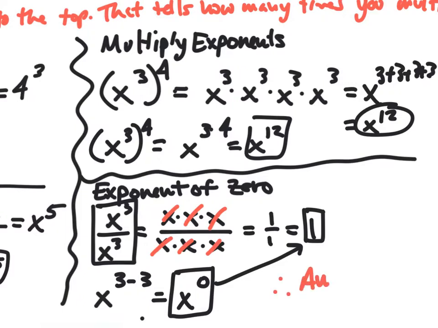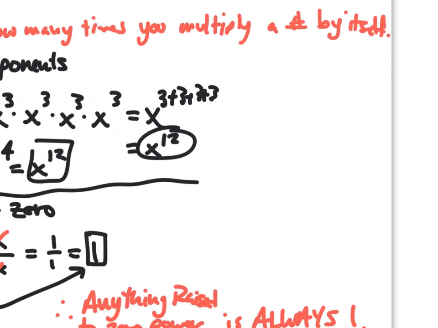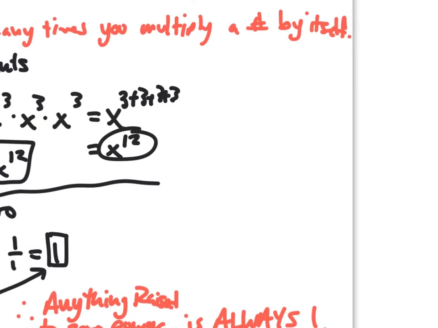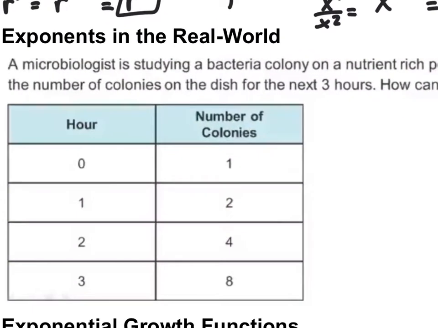So I'm going to write this out. Anything raised to the 0 power is always 1. Now the last one that we have, well, let's just go ahead and we'll talk about that if the other one comes up, we'll get there.